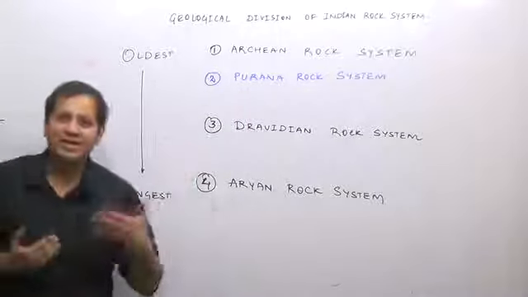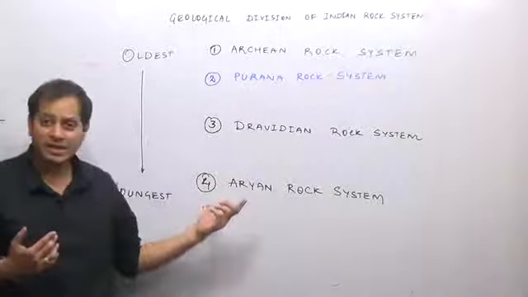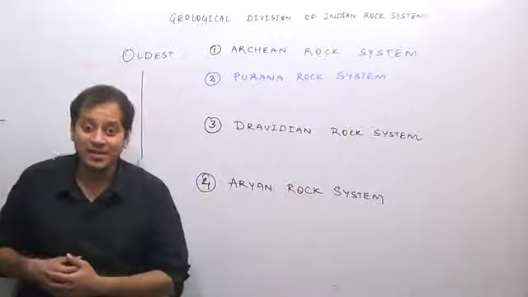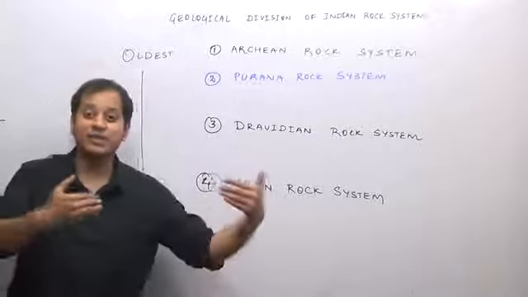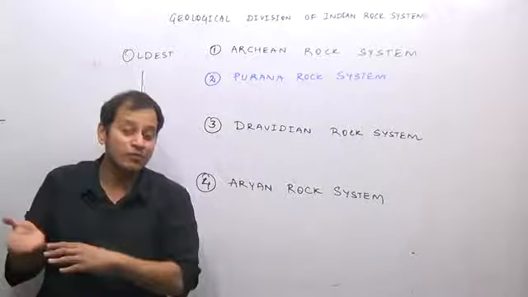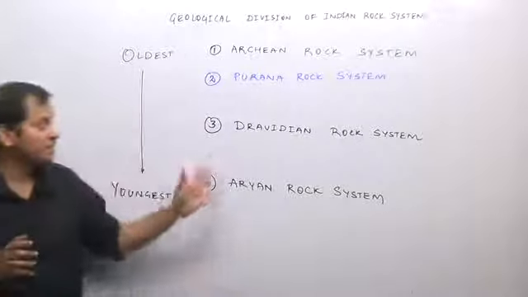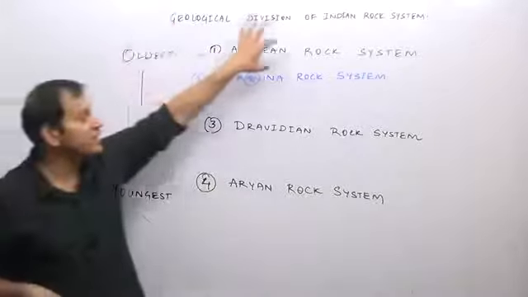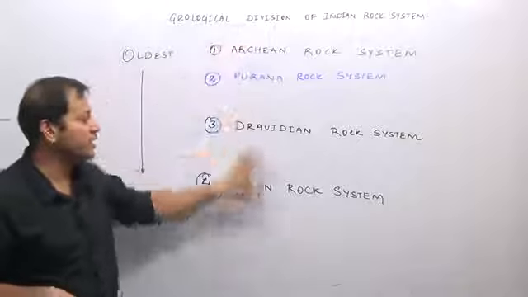After that, civilization-wise, the Aryans were the youngest, so the youngest rock system in India is known as the Aryan rock system, because they were the later invaders. The people who were before the Aryans in India were the Dravidians. So we have the Dravidian rock system. Thus, the oldest rock system in India is Archean, then Purana, then Dravidian, and then Aryan.